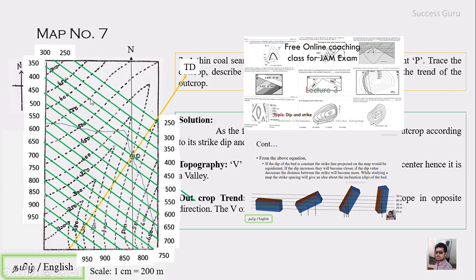So if you cross-check with the previous map, the dip of the previous map is just 4 degrees, so the spacing between the strikes is very high. Whereas in this case, you can see the dip is 14 degrees, higher than the previous one, so the horizontal equivalent is lesser. Is that clear? That is what I wanted to explain with this map. With this, I am completing this map, that is map number 7. Thank you.